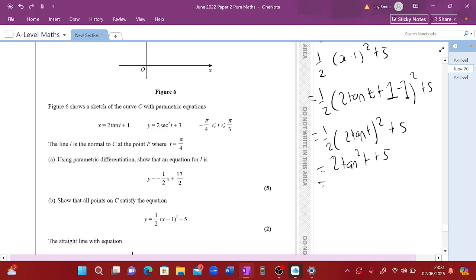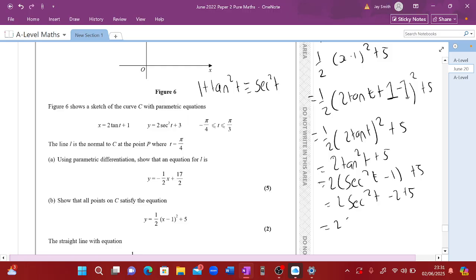But we want sec squared. We know an expression between tan squared and sec squared. You should know 1 plus tan squared t is sec squared t for any angle, right? So if I substitute tan squared in, that's going to be 2 lots of sec squared t minus 1, add 5. That's going to be 2 sec squared t minus 2, add 5, which is going to be 2 sec squared t, add 3. And that is equal to y.